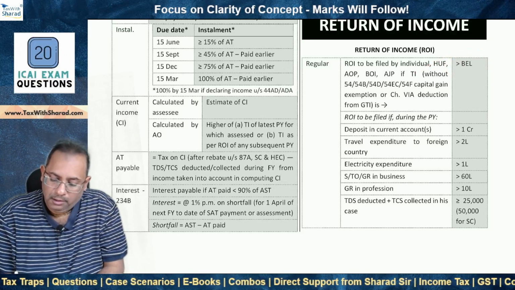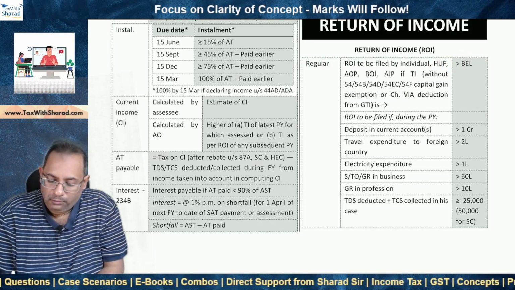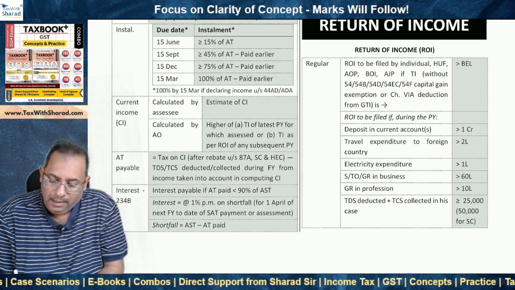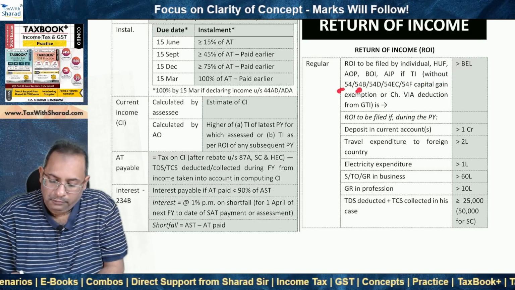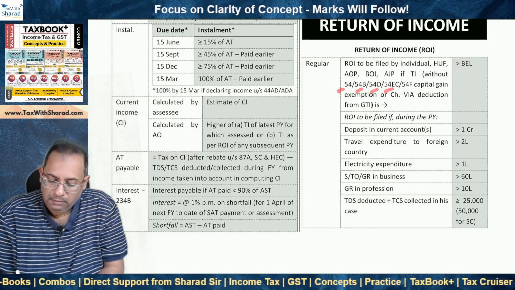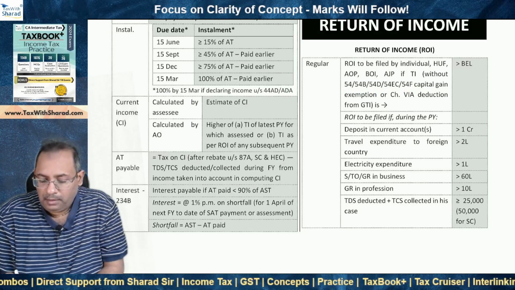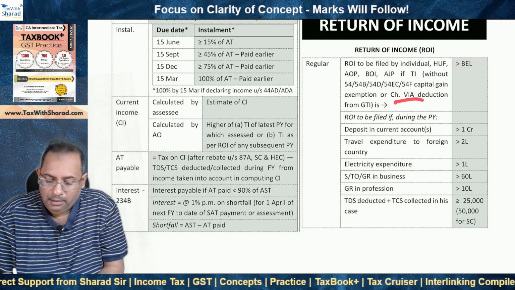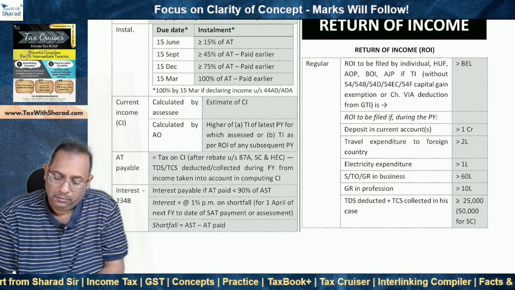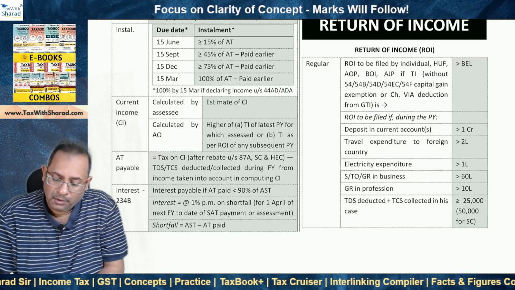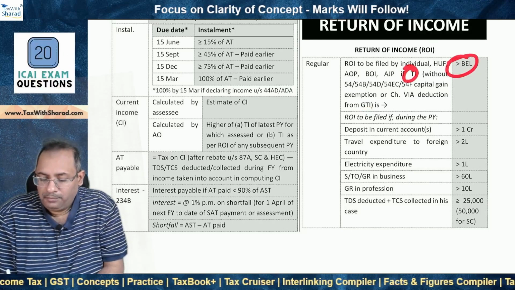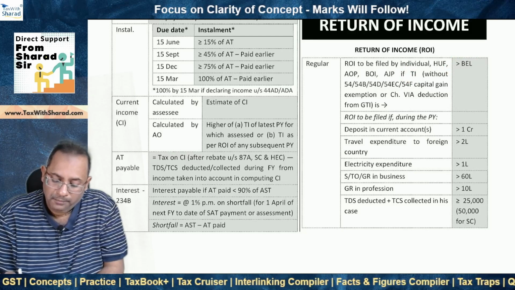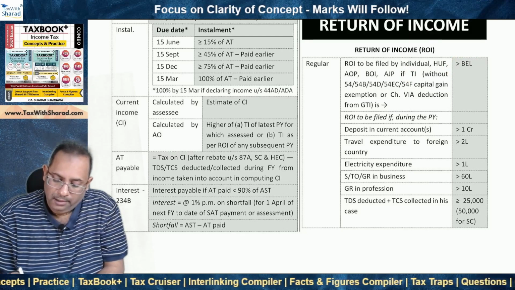And for this purpose, total income is to be figured out without giving capital gain exemption under section 54, 54B, 54D, 54EC and 54F, or giving chapter VIA deduction from the gross total income. So before all these exemptions and deductions, total income, if it is more than basic exemption limit, return is to be filed. Also, return is to be filed.